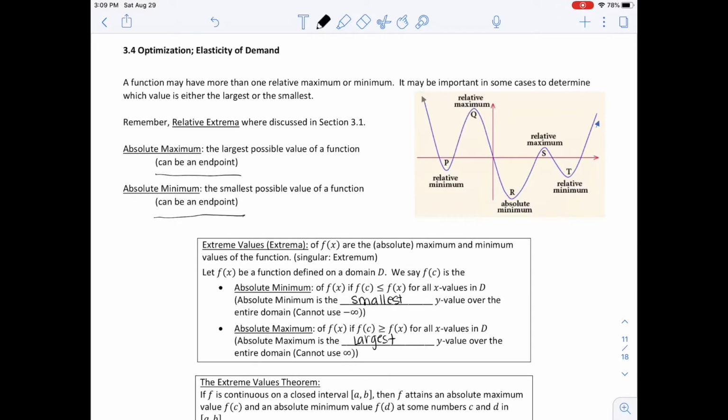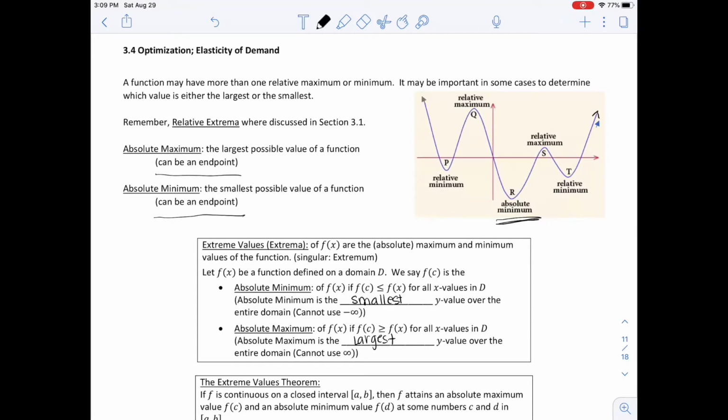In this case, because we have the endpoints pointing up, there is none that's going to be the highest of the high, so we would have no absolute maximum. But in terms of an absolute minimum, we do have an absolute minimum. This value down here at point R is going to be the smallest of the small. If you notice, it's the smallest y value, or the most negative y value that we would have.